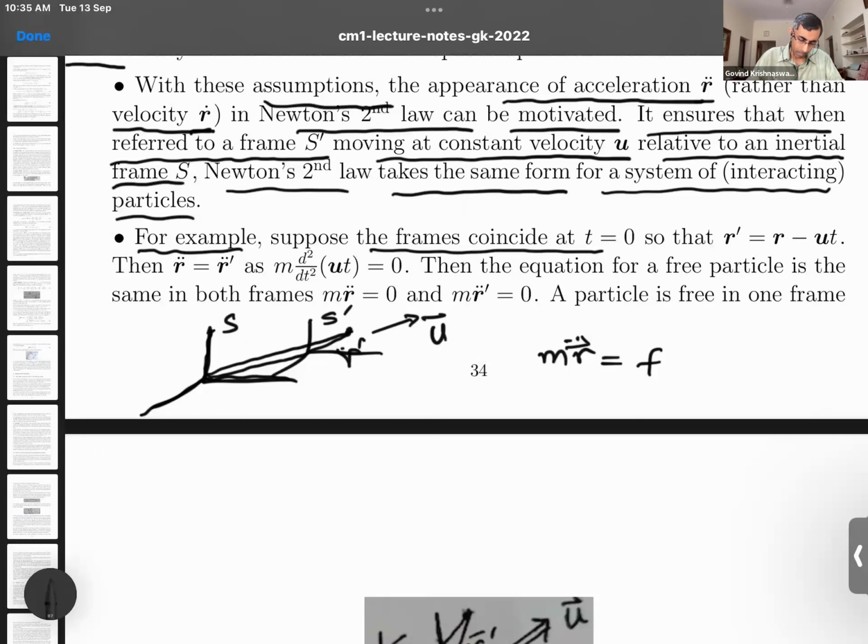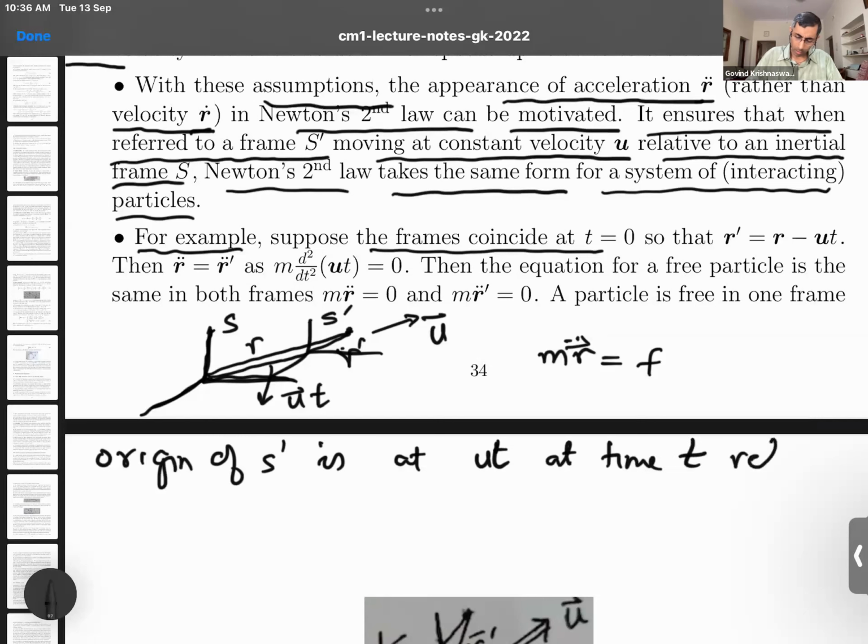This is r prime, this is r, and this vector, which is the difference between the origins of the two coordinate systems, is simply u times t. They coincided at t equal to zero. So at time t, the origin of S prime is at the position ut, relative to the origin of S. Okay.